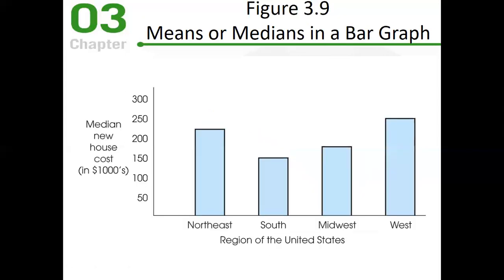Here's medians being graphed. The median cost of a new house in the thousands of dollars. Okay, depending on where in the United States we're talking about. We can look at this graph. The quick takeaway point is that it's expensive to live in the Northeast and in the West.